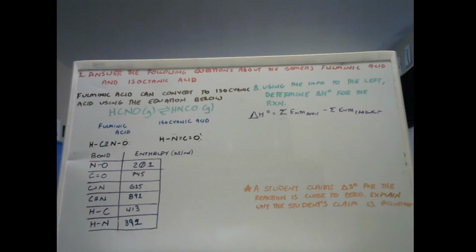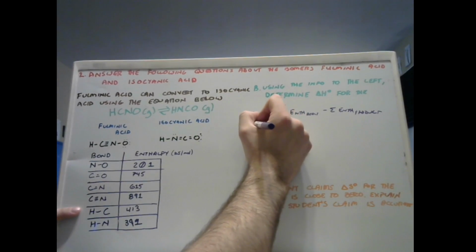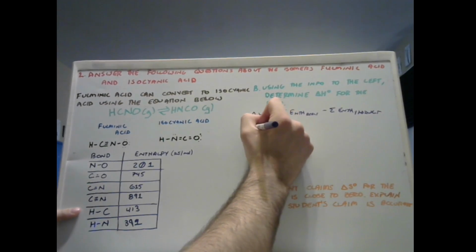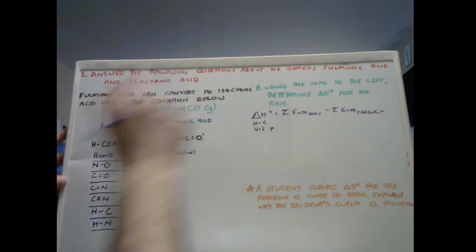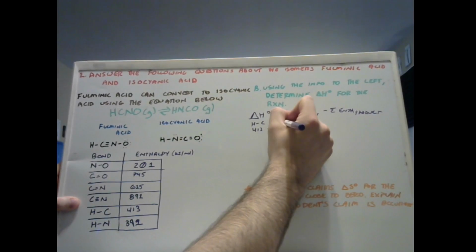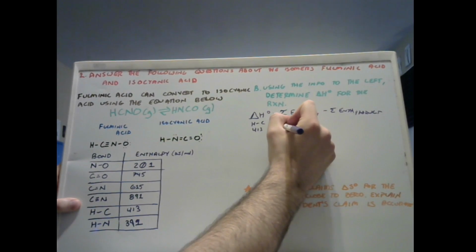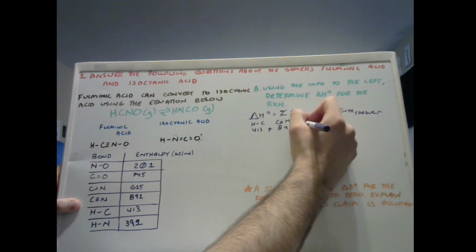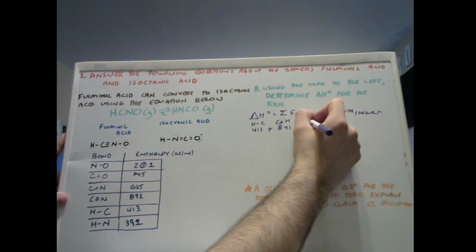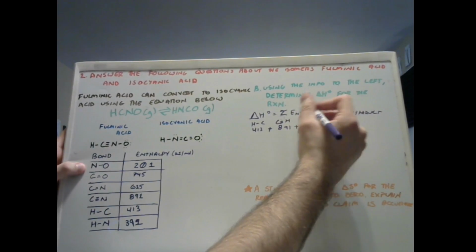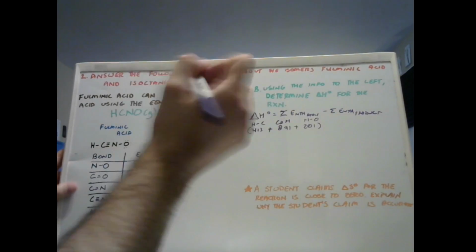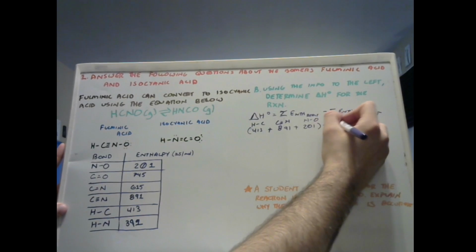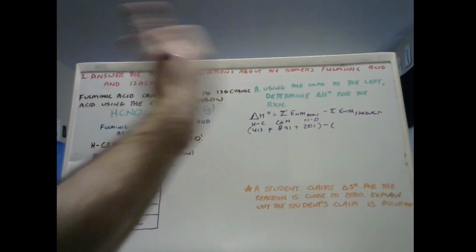In this case, we look at each of our molecules. First, we have an H and C bond, which is here, which is 413. Then we have a C triple bond with N, which is 891. Then we have an N single bonded to O, which is here. So all these will be added up. That's how much energy it takes to break all those bonds. And then we're going to subtract how much energy is freed up when those bonds are formed.